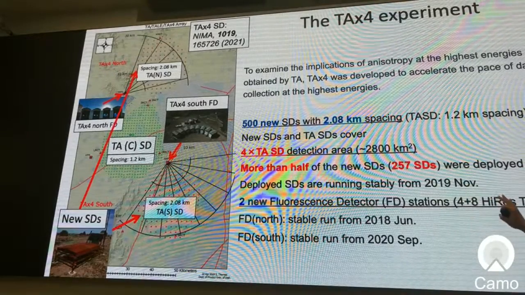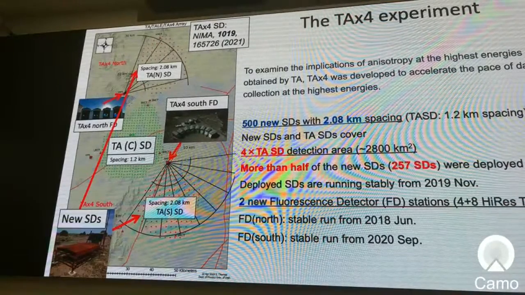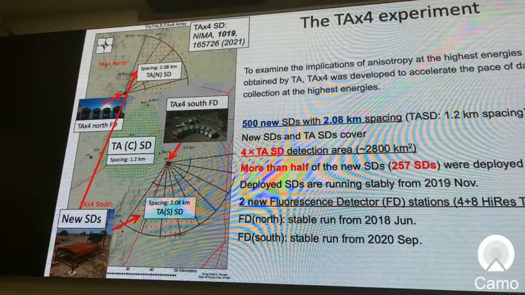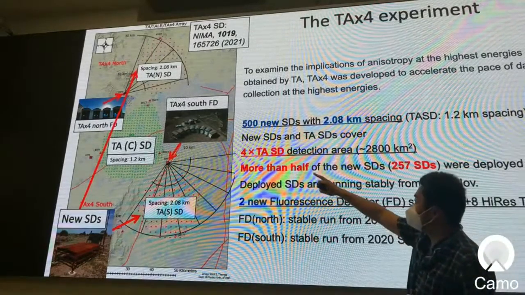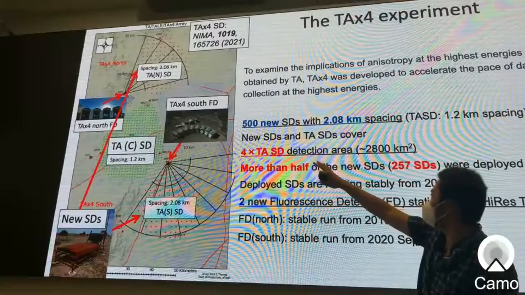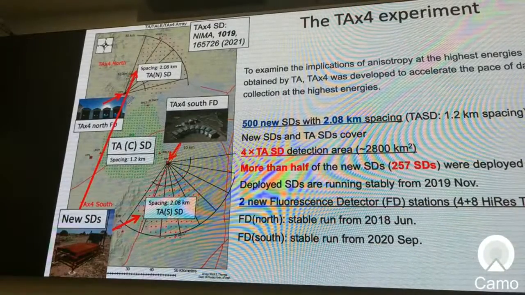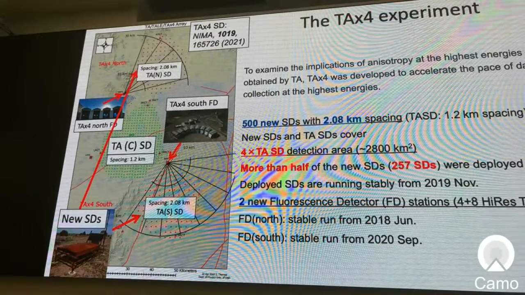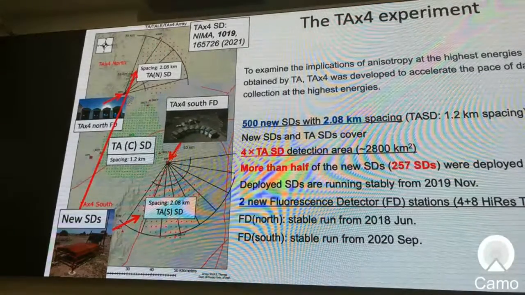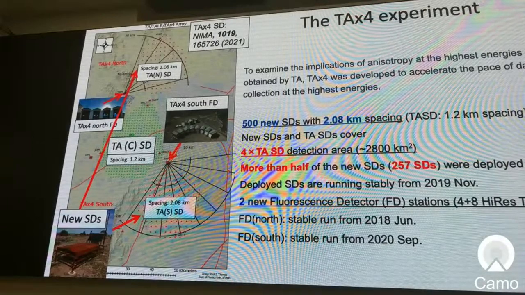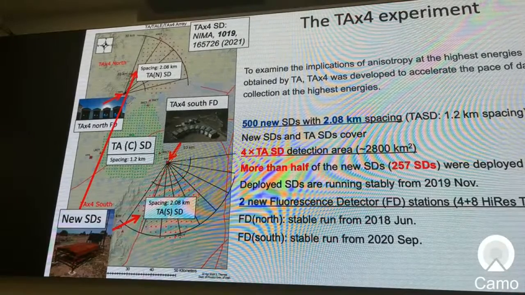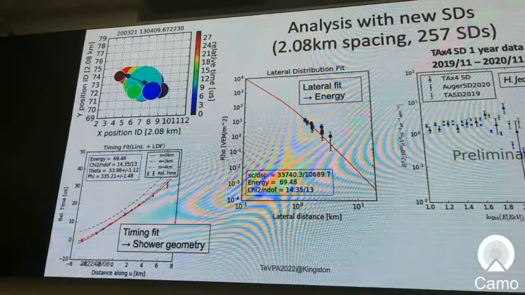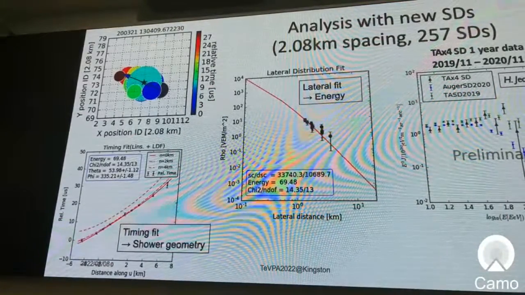And already more than half of the new SDs were deployed in 2019, and the deployed SDs are running stably from 2019. And also, we already constructed 2 new FD stations. One is running stably from 2018 and 2020. The other, south, is running stably from 2020.